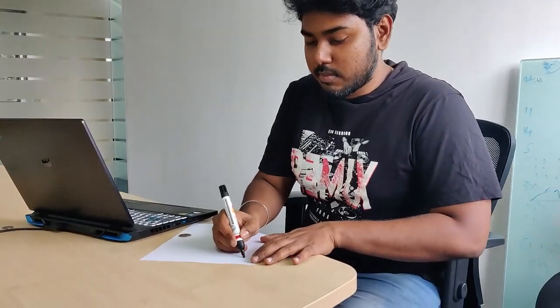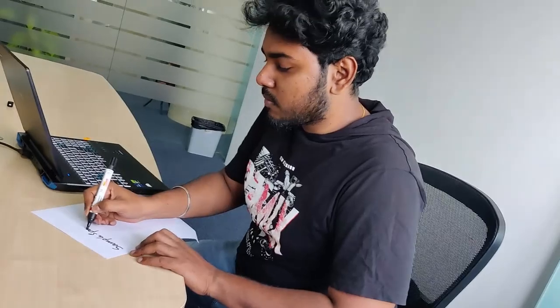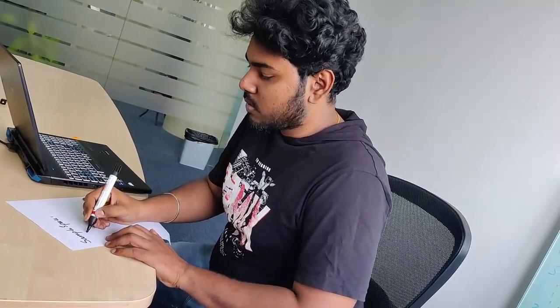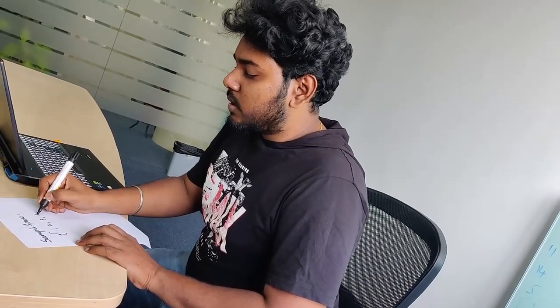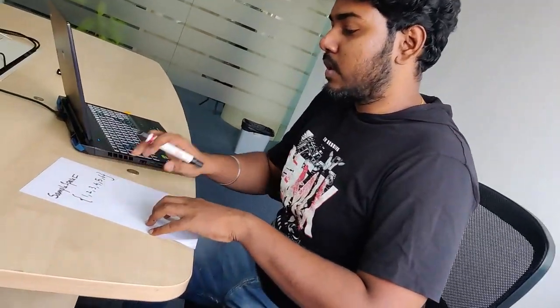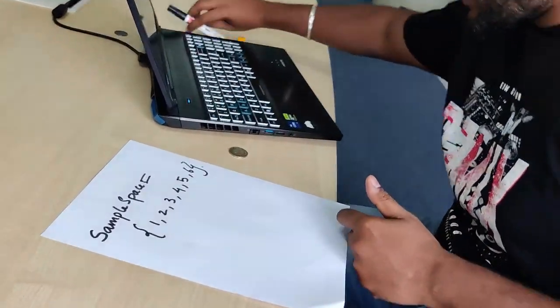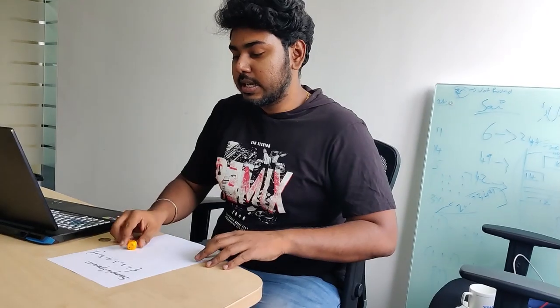So the sample space is typically represented as (1, 2, 3, 4, 5, 6). So this is my sample space. Because my die has 6 faces, the size of my sample space for this is 6.